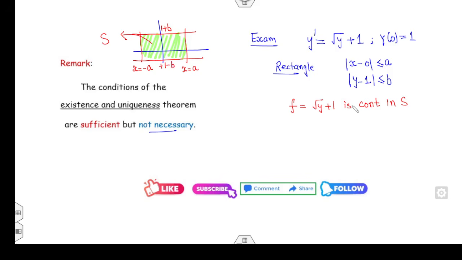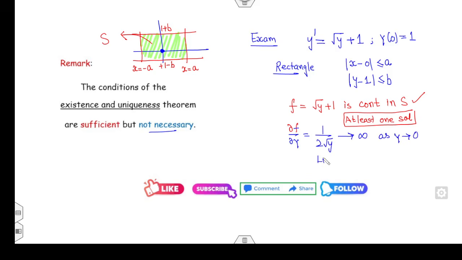Inside this rectangle, will the function ever go to infinity at any point? No, the function is continuous. So that means the function is continuous, that means at least one solution exists. You will get one solution. Fine. Now we will see the partial derivative with respect to y. It is 1 over root y, and clearly whenever y approaches 0, this number goes to infinity.